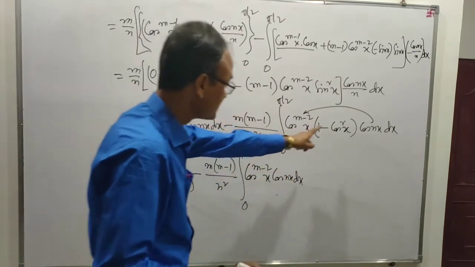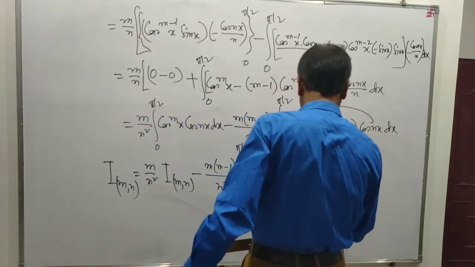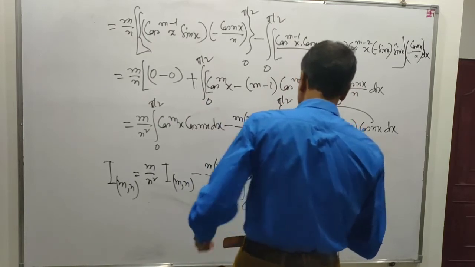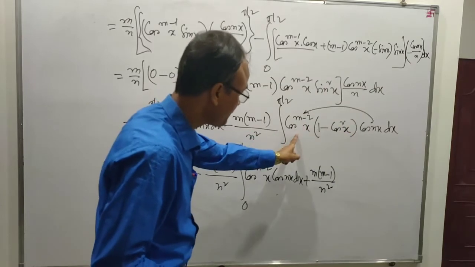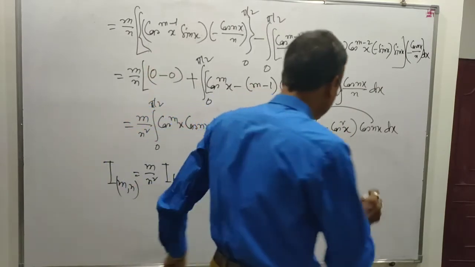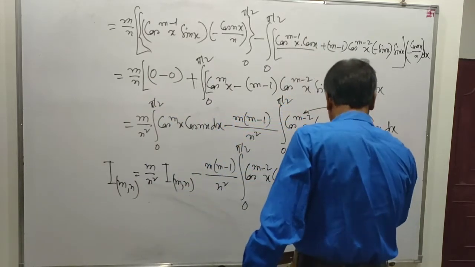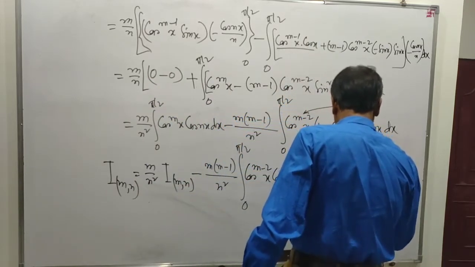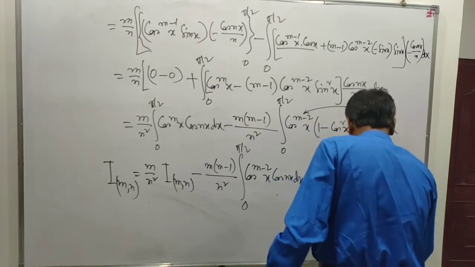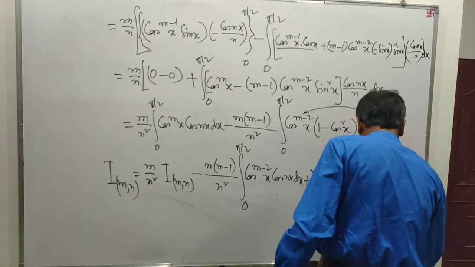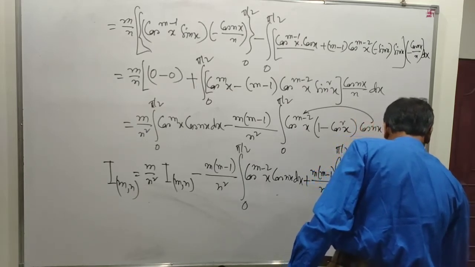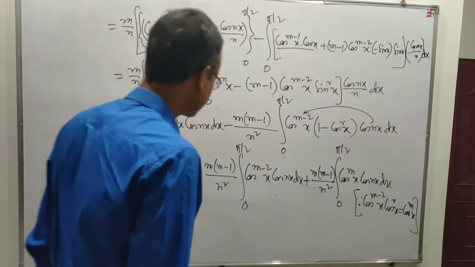This is minus, this is also minus, therefore it will be plus m into m minus 1 divided by n square, cos to the power m minus 2x into cos square x. It will be cos to the power mx, integral 0 to pi by 2, cos to the power mx into cos nx dx, since cos to the power m minus 2x into cos square x is equal to cos to the power mx. Since this is equal to this.